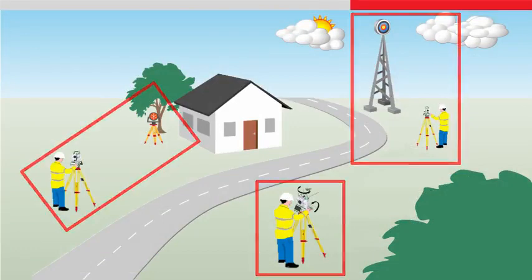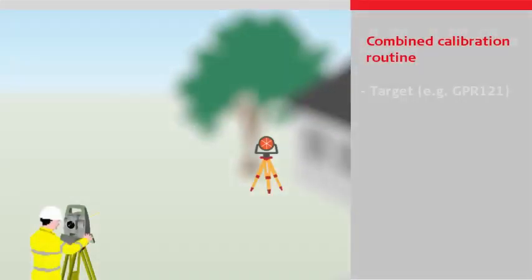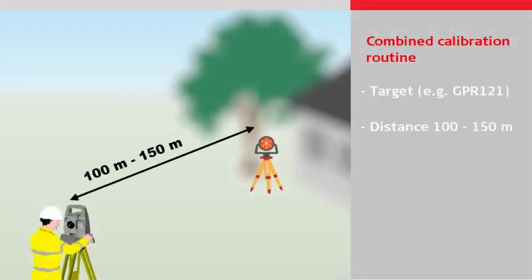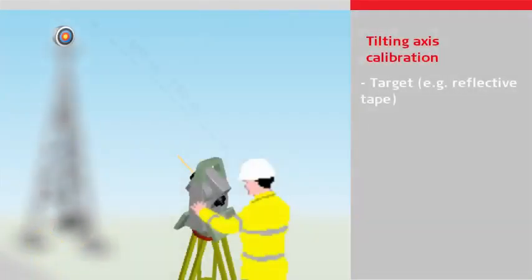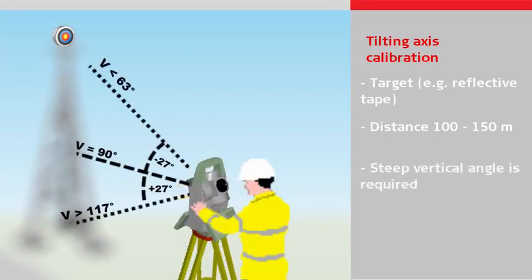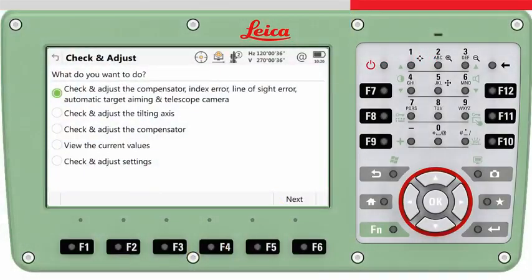The Combined Calibration routine requires a target at a distance of 100 to 150 meters, positioned less than plus or minus 9 degrees from the horizontal plane. The second routine requires a target at a similar distance, however, it must be positioned at least 27 degrees above or below the horizontal plane. In addition to the typical instrument errors at a total station, the first Combined Calibration routines can also calibrate the automatic target aiming and the crosshair of the telescope camera if the total station is equipped with those features.